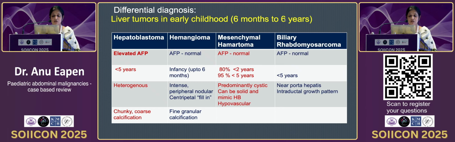Hemangioma is a tumor of infancy. It is a benign tumor. And mesenchymal hamartomas also occur in the very young age, mostly less than 2 years. Biliary rhabdomyosarcomas again occur in less than 5 years, and it's a rare tumor.